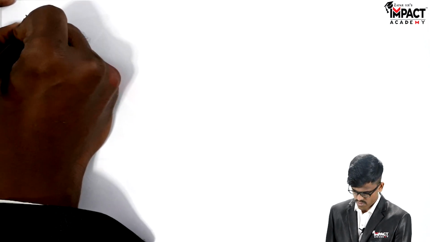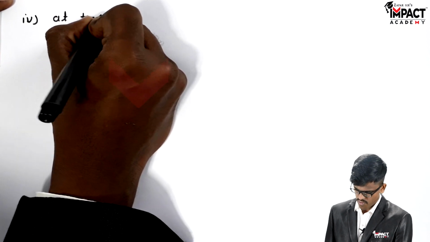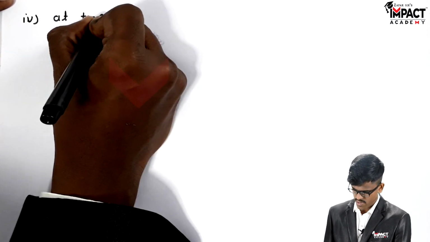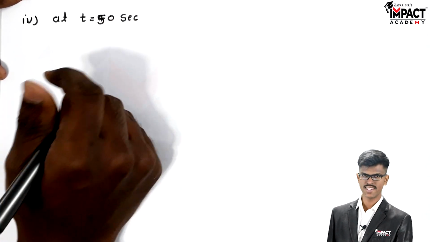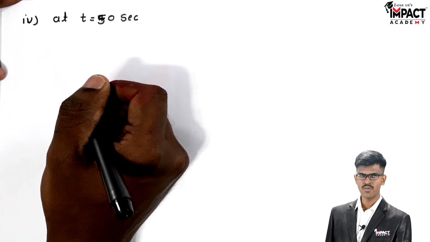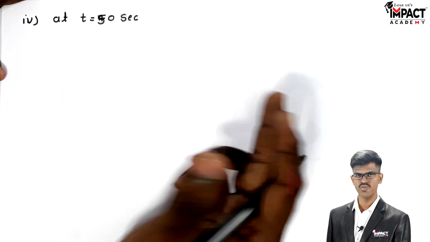So next, fourth, at t is equal to 50 seconds. T is equal to 50 seconds, and we have to find x50. So our formula is xf is equal to xi plus area under the curve vt.